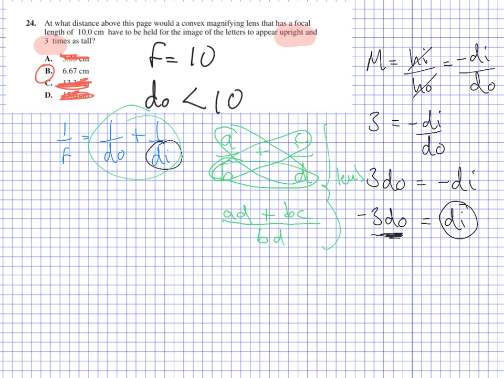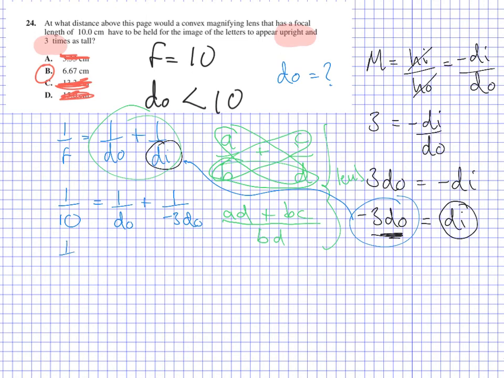So let's combine now. We're going to bring our negative 3 DO over and substitute it for this DI. And of course what we're trying to do is solve for DO. So we're going to start putting some stuff into this equation. First of all, I know the focal length, so I'm going to say 1 over 10. And then I'm going to go 1 over DO, plus 1 over negative 3 DO. Now I have to go ahead and just add this fraction together.